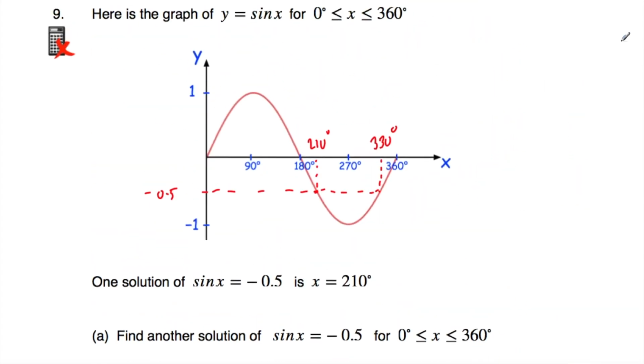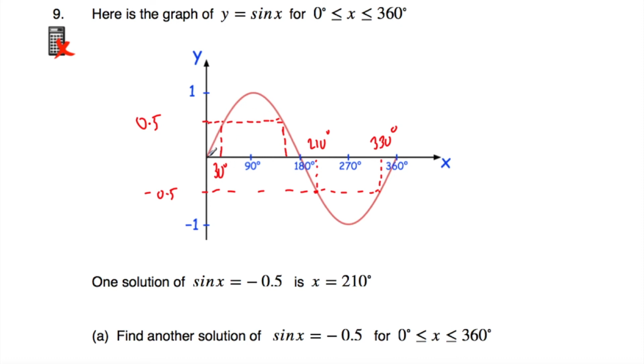So let's go up here. 0.5 is here. And if we go across, we can find one angle here, and if we go down, I know that one's equal to 30 degrees already. And then if you go across, you can find the other one here, and then if you go down, and again this part of the graph is symmetrical.